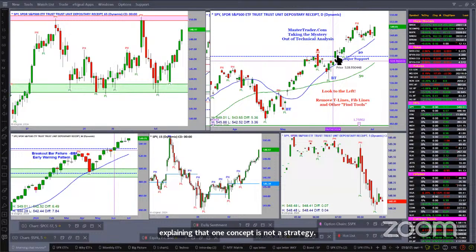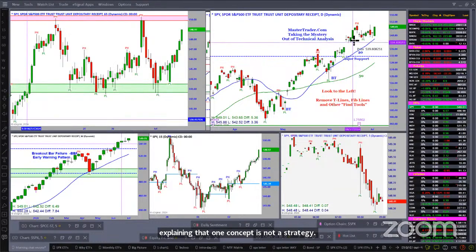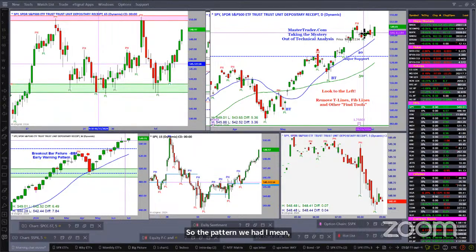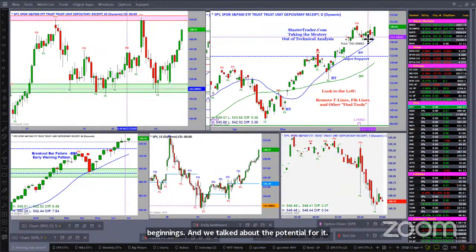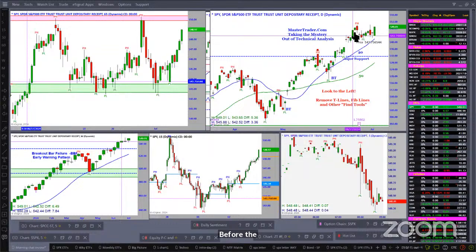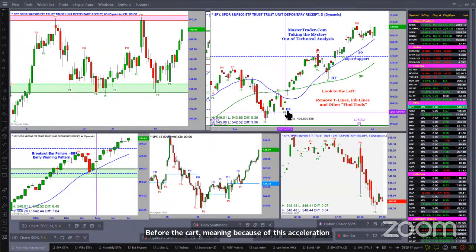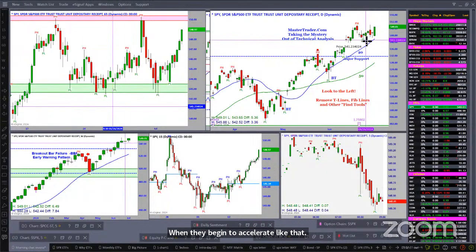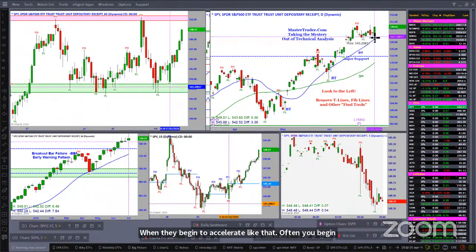The pattern we had coming into here was the beginnings of something, and we talked about the potential for it before it occurred, because of this acceleration higher away from the 20 MA. This part of the move started down here in May. When they begin to accelerate like that, often you begin some type of corrective pattern, but it was within an uptrend.